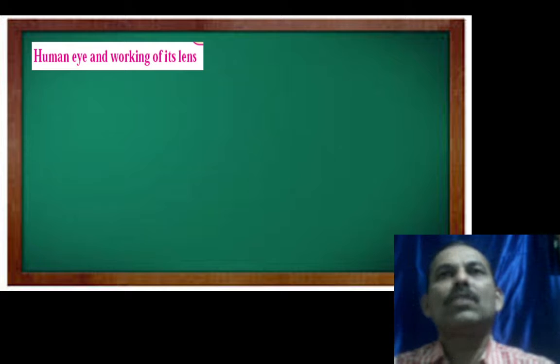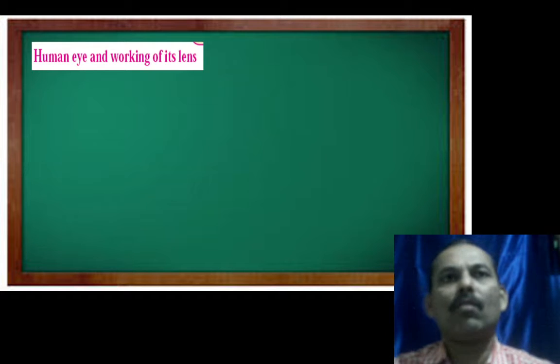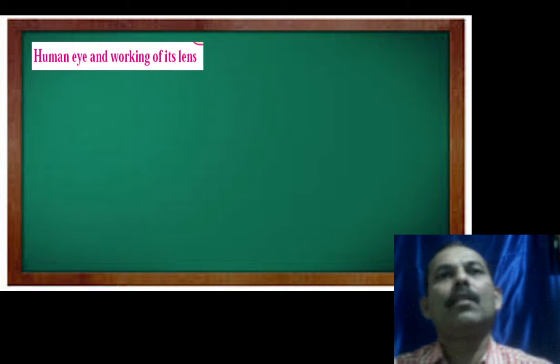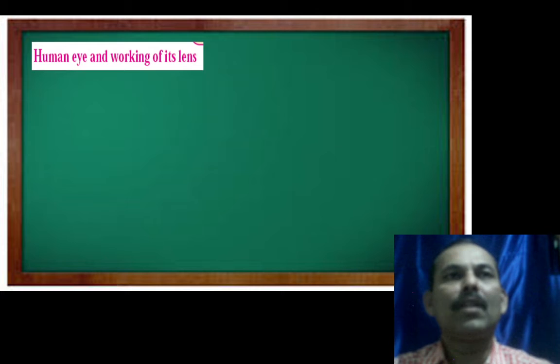So in this topic, the next part is about the uses of concave and convex lens and a detailed study about the human eye and its working. So we'll first study about the construction of the human eye and its working.